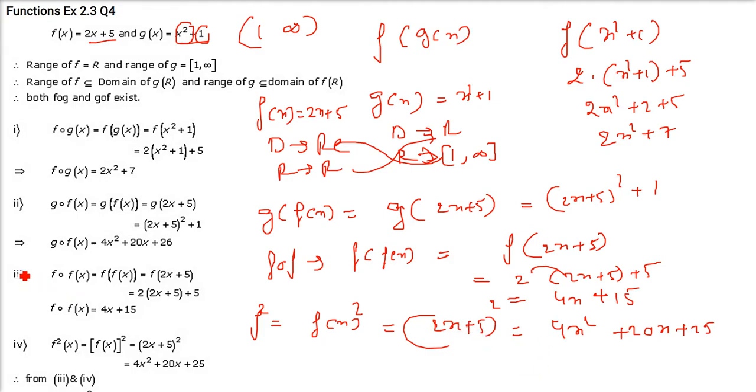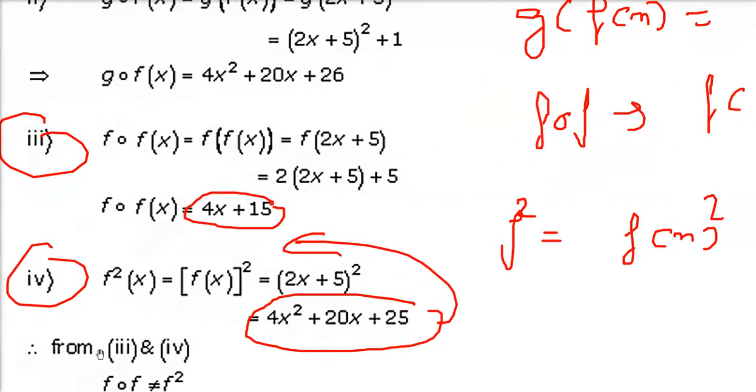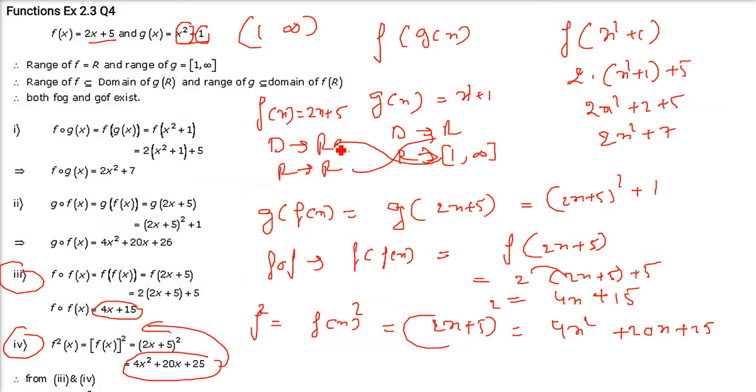Now you see this third and fourth. They both are same. So f and f square, they both are same. Third and fourth, they both are same. You see here. f is not, sorry, they are not equal. I'm so sorry. They are not equal.